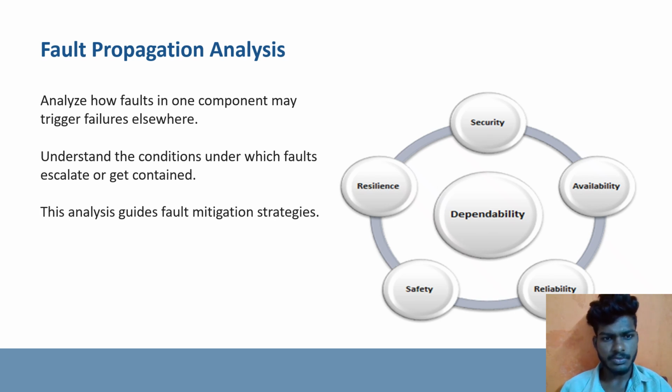Fault propagation analysis. Analyze how faults in one component may trigger failures elsewhere. Understand the conditions under which failures escalate or get contained. This analysis builds fault mitigation strategies.